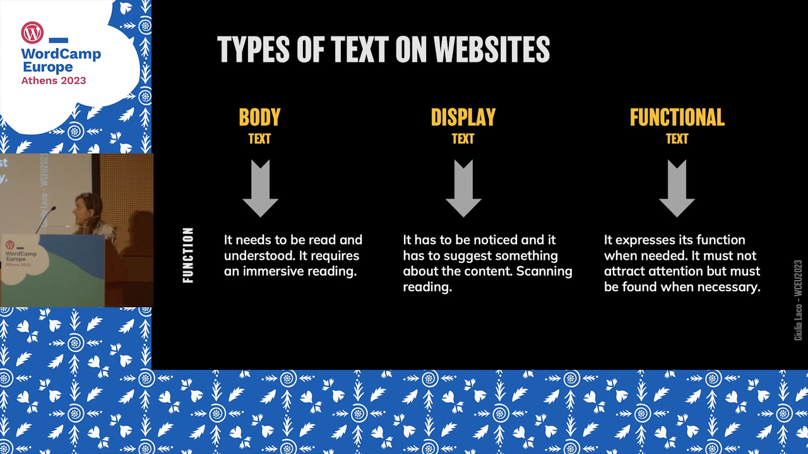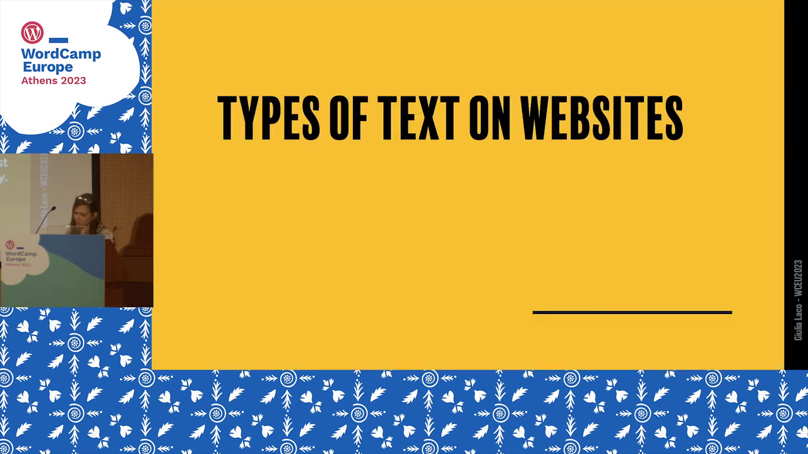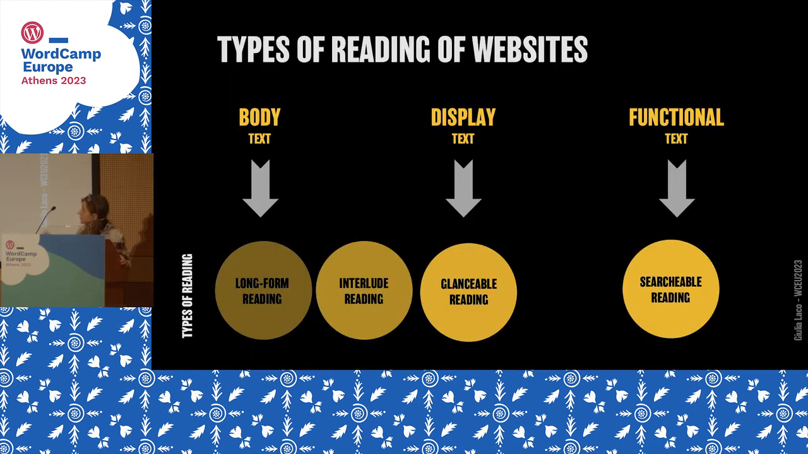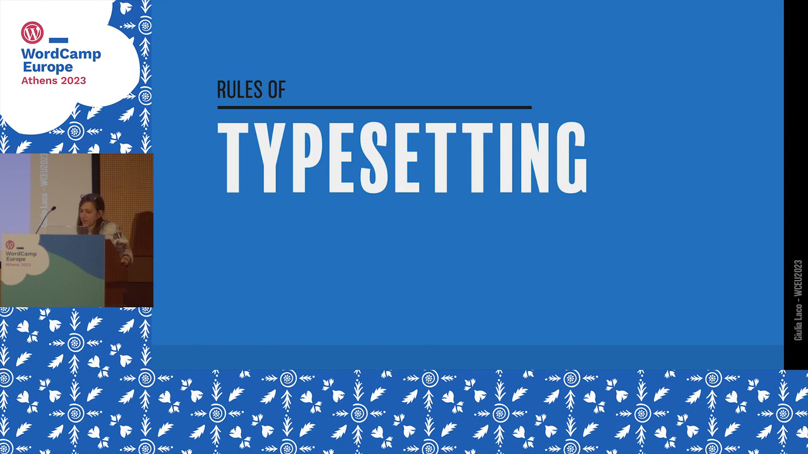And so on the web, for example, we have the body text, the display text, a functional text. They have different functions, so we style them differently. So maybe one font is good for one reason and not for another. One way of styling is for one reason, for another, not for the other. And in typesetting, we have to match the different types of text to the types of reading, and we have to adapt our typesetting thinking about that.